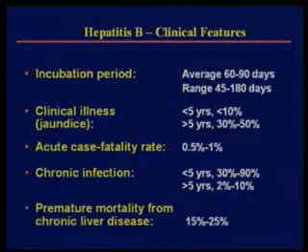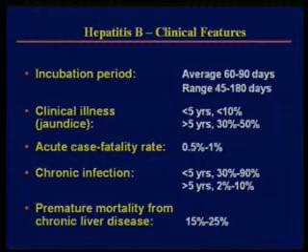All right. Here's the incubation period. Average 60 to 90 days, range 45 to 180 days. Incubation periods are important because if someone presents with an illness that resembles Hep B or another illness, virus or bacteria that affects the liver, it tells you the likelihood the person probably contracted it, and whether that's something that should be in your differential diagnosis or not.